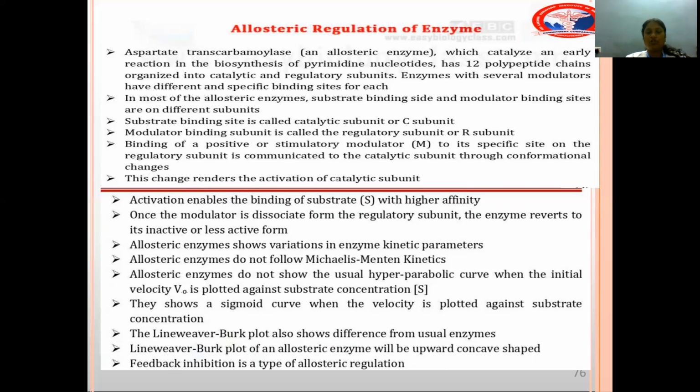Allosteric enzymes will show variation in enzyme kinetic parameters, but they do not necessarily follow Michaelis-Menten kinetics. Allosteric enzymes will not show the usual hyperbolic curve, like we have already seen in our previous class, right? There are some factors which influence enzyme activity. So one of the factors is substrate concentration.